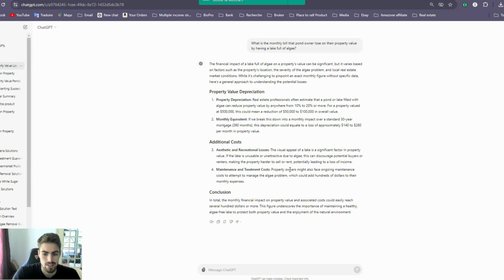It can be unattractive, and it can discourage potential buyers or renters for the property, which means that you can be stuck with your house for longer simply because you have algae in your pond. And also, it can cost a lot of money, and just because you pay at first doesn't mean it will solve the algae. So you need to find good businesses that are proposing quality products that will actually solve the algae problem. So that can be an issue.